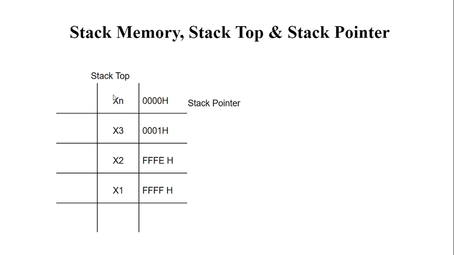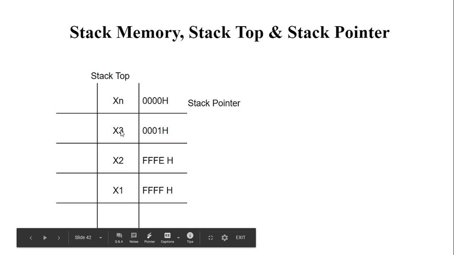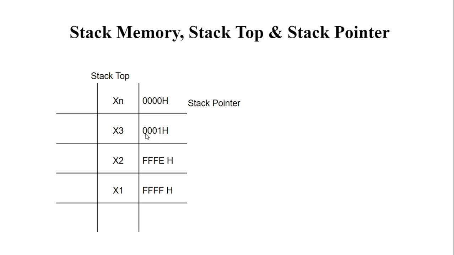Suppose I have not stored content xn in that 0000H. हमारे पास ये तीन ही कंटेंट रहते थे स्टैक मेमोरी में. In such case, the stack pointer has the address 0001H and the stack top is represented by x3. Suppose this content is also not stored in that stack memory. Only these two contents are available in the stack memory. In such case, x2 represents the stack top and FFFEH represents the address. That address is represented in the stack pointer. So this is about the stack memory, stack top and stack pointer.